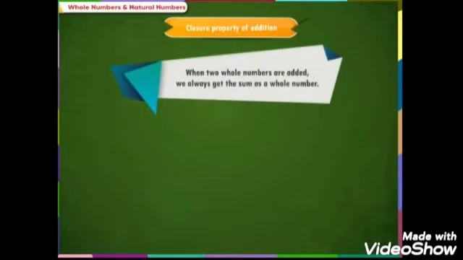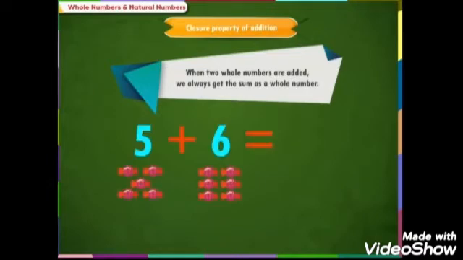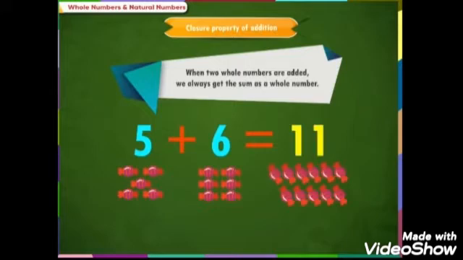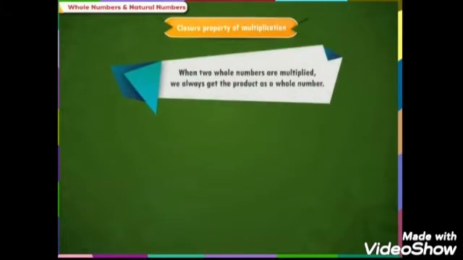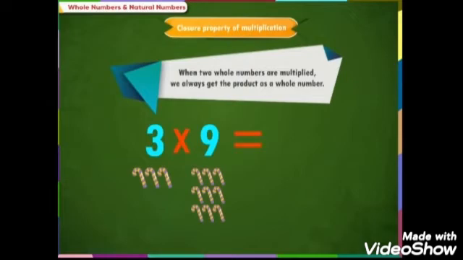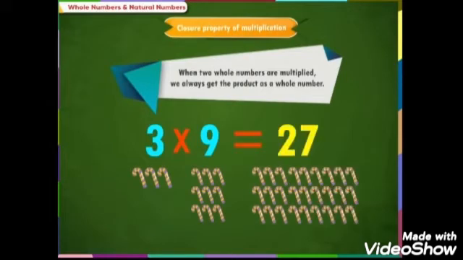Closure property of addition. When two whole numbers are added, we always get the sum as a whole number. For example, 5 plus 6 is equal to 11, which is a whole number. Closure property of multiplication. When two whole numbers are multiplied, we always get the product as a whole number. For example, 3 multiplied by 9 is equal to 27, which is a whole number.